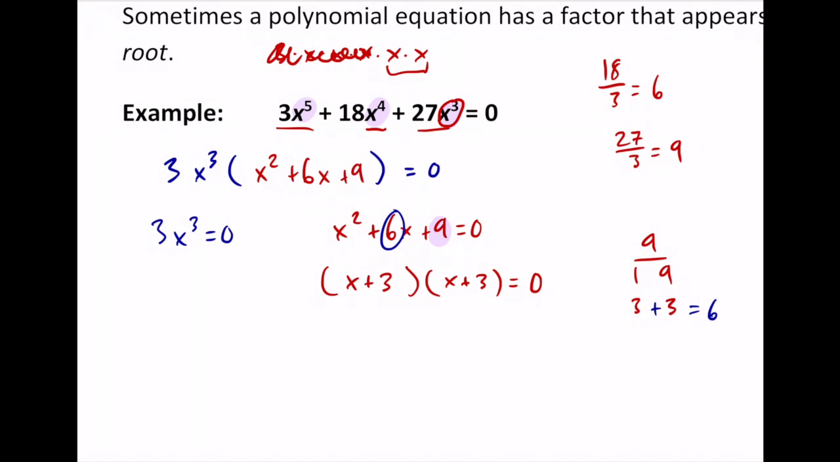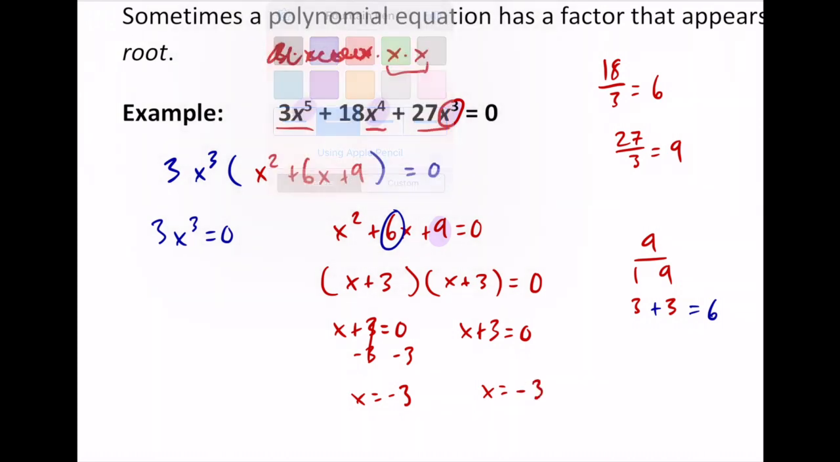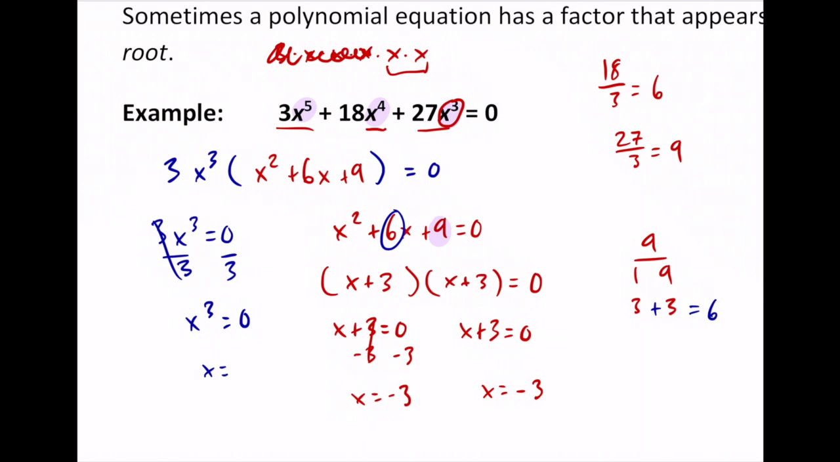Like we saw in our warm-up, I could write x plus 3 equals 0 two different times, but we get the same answer both times, so it's kind of silly. So x equals negative 3. Oh, and over here, we divide by 3, we get x to the third equals 0, x equals 0.